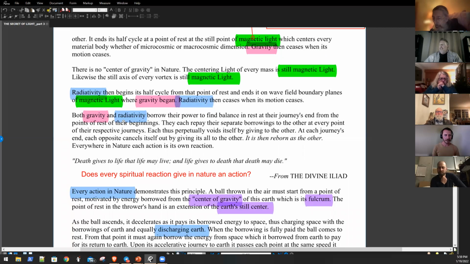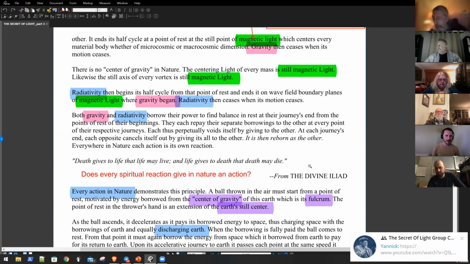Both gravity and radiativity borrow their power to find balance and rest at their journey's end from the point of rest of their beginning. They each repay their separate borrowings to the other at every point of the respective journey. Each thus perpetually voids itself by giving to the other. At each journey's end, each opposite cancels itself out by giving. Death gives to life that life may live, and life gives to death that death may die.